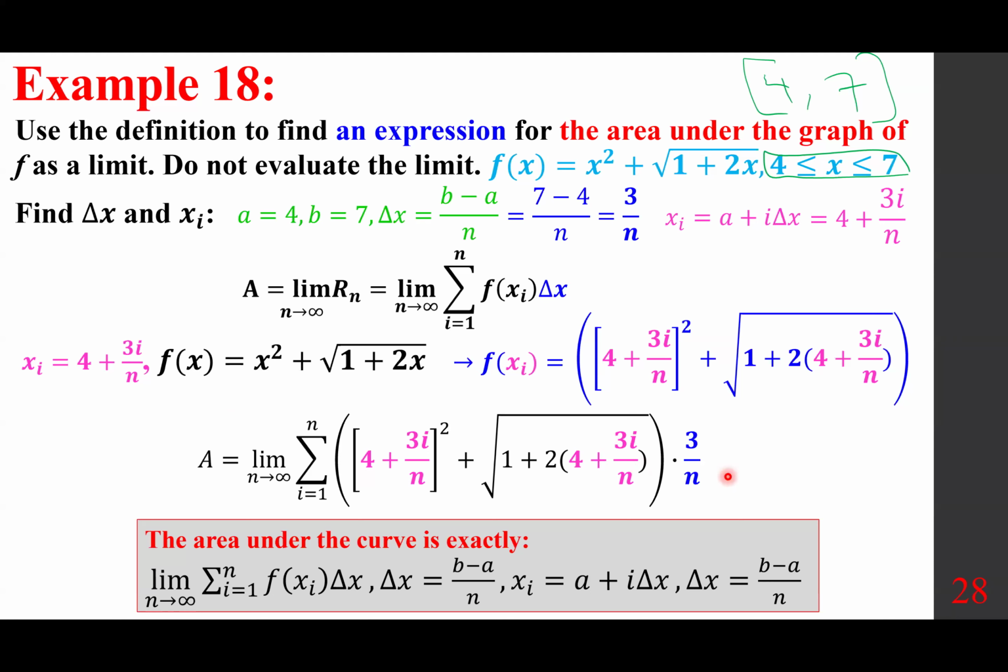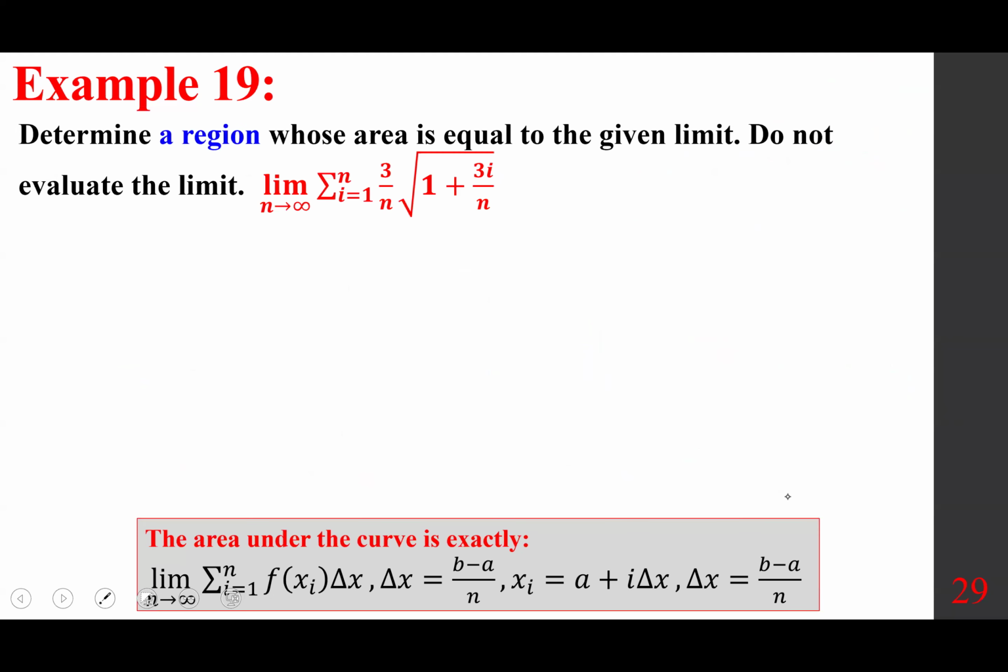So we got this limit, and of course, later on, we evaluate. Determine a region whose area is equal to the given limit. Do not evaluate the limit. Again, we are not evaluating the limit as n approaches infinity of summation of I going from 1 to n of 3 over n squared of 1 plus 3i over n. In other words, you want to find the function and you want to find the limits a to b.